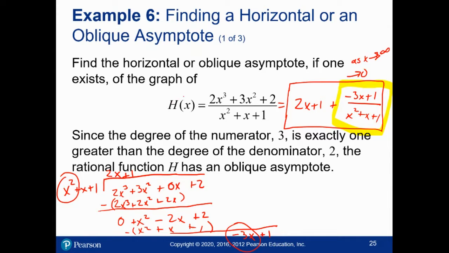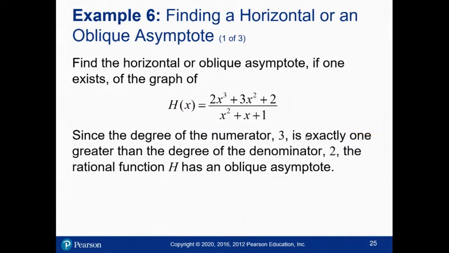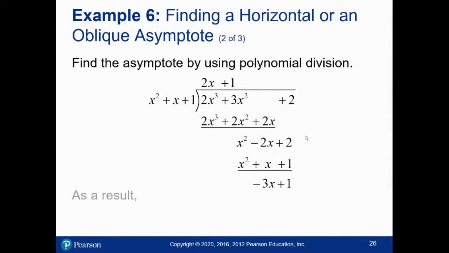Which means as x is really big, h of x is really just 2x plus 1. It's 2x plus 1 plus something very, very small as x is very big. If x is very big, the highlighted bit goes to 0, so you ignore it, which means if x is big, this function just looks like 2x plus 1. And that's what this long division tells you.